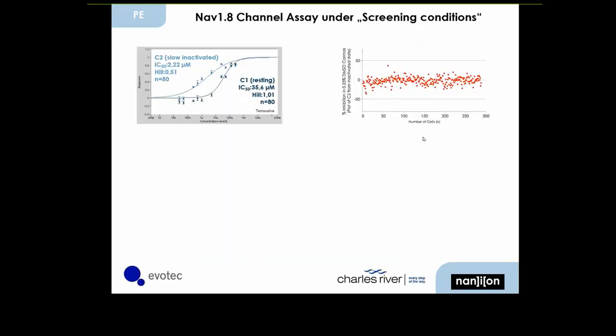And this is also highlighted when we use our analyzer software. You can see here the IC50 Hill fit for blocking of the resting state activation versus activation from the slow inactivated state. There's also a slight shift in the Hill coefficient and a shift in potency of about 15.